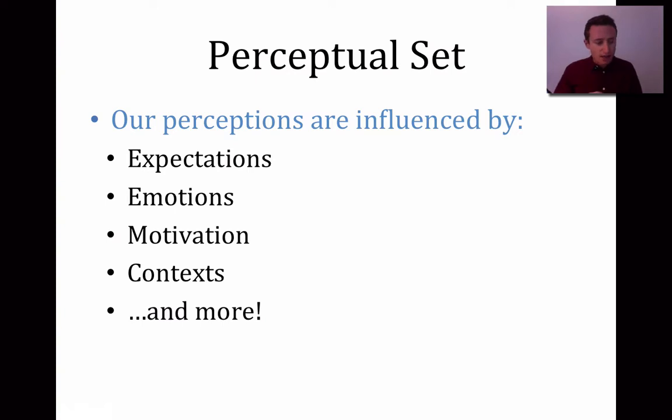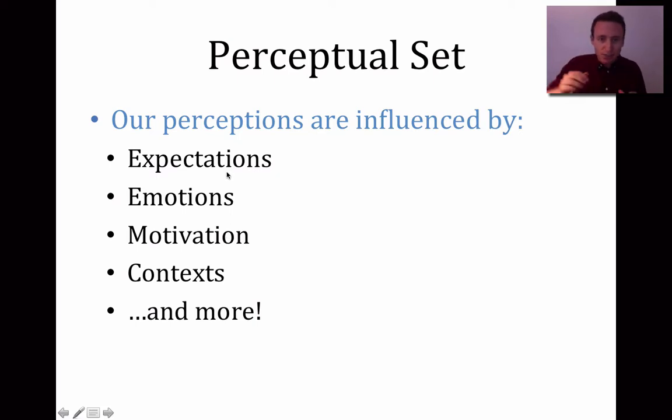All right, so let's open up this discussion in a more general sense. The main overarching idea is that it's all about perceptions, the way we understand the world. And our perceptions are influenced by something called the perceptual set. The perceptual set just means that there's a filter between incoming information and my brain. I manipulate that information. So here are some examples. The way we understand information could be changed based on expectations, emotions, motivation, context, and more. Let's just look at a couple of these.